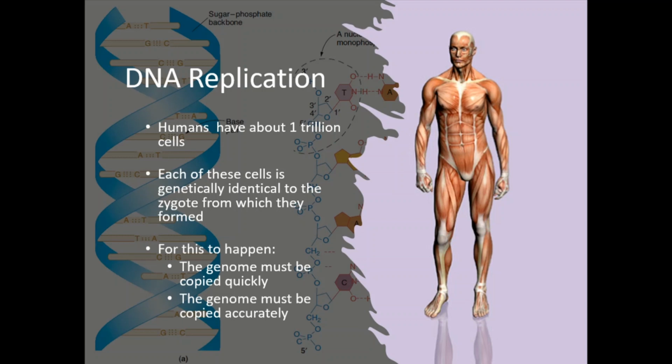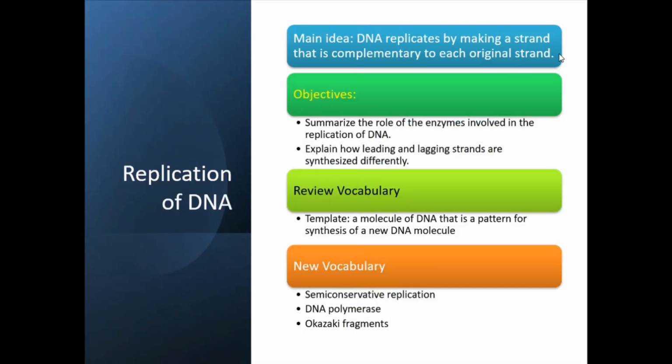For this to happen, the genome must be copied quickly, and the genome must be copied accurately or precisely, and that can only happen through the process of DNA replication. In replication, the DNA replicates by making a strand that is complementary to each original strand.